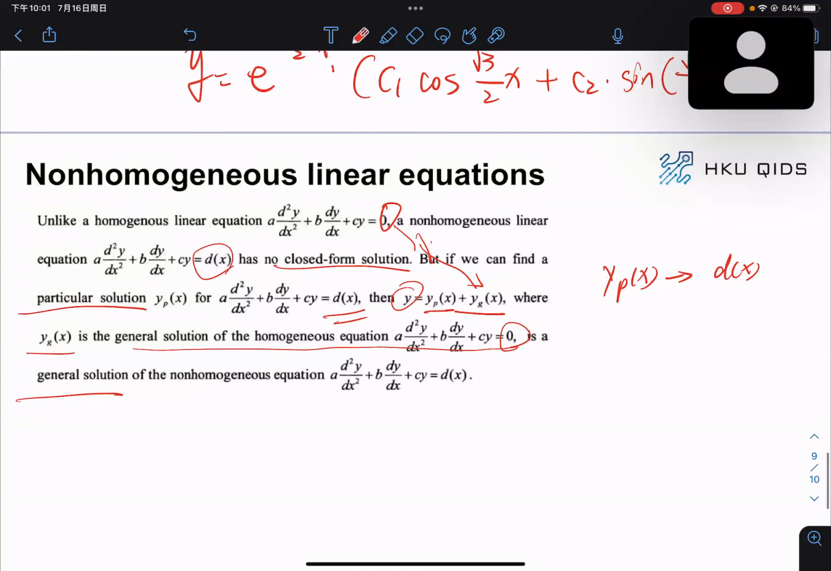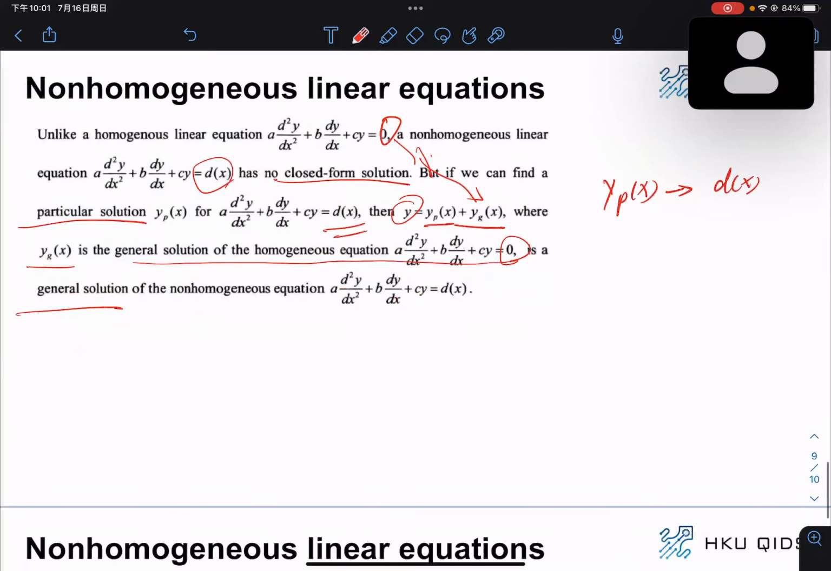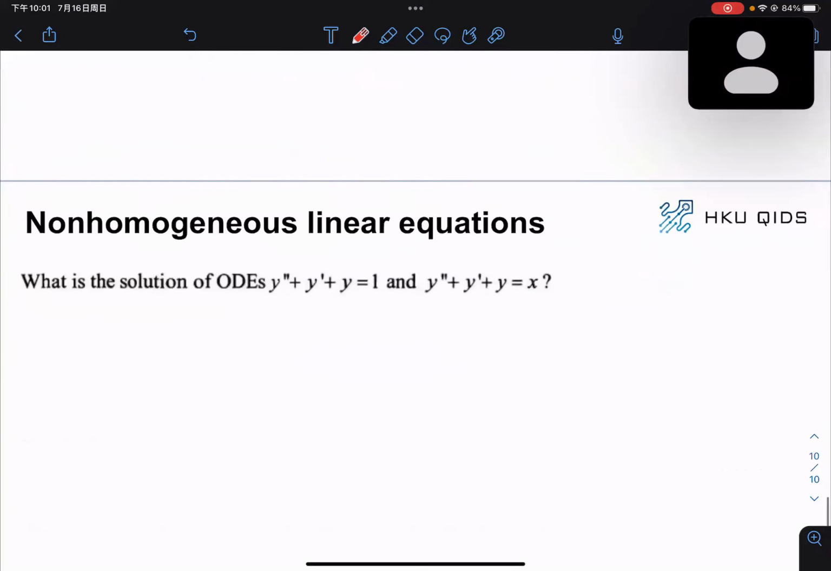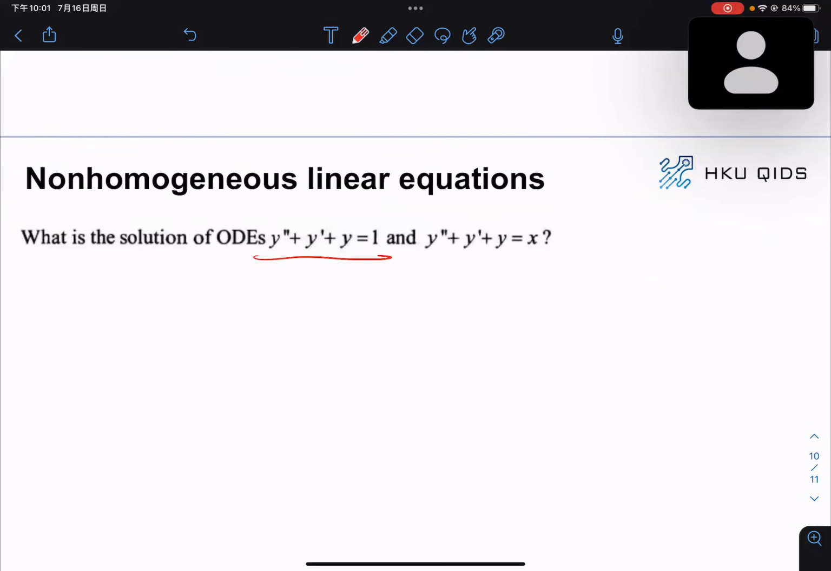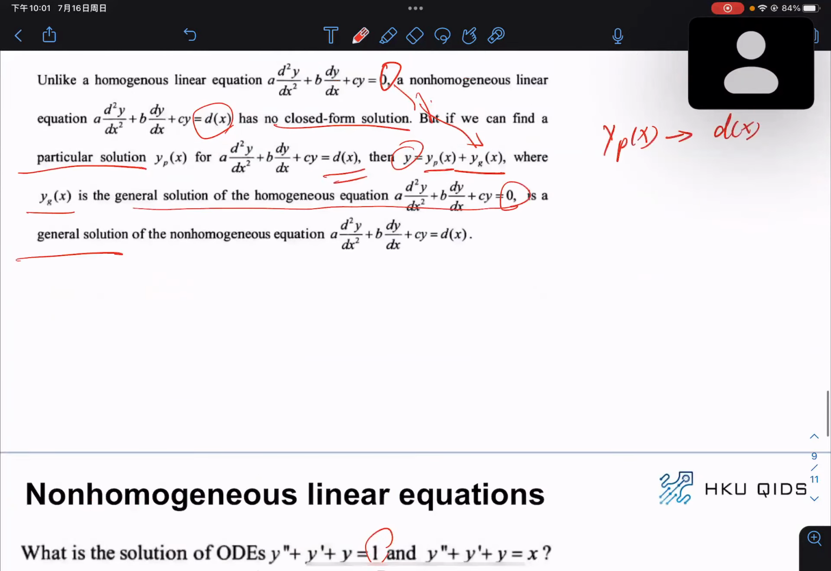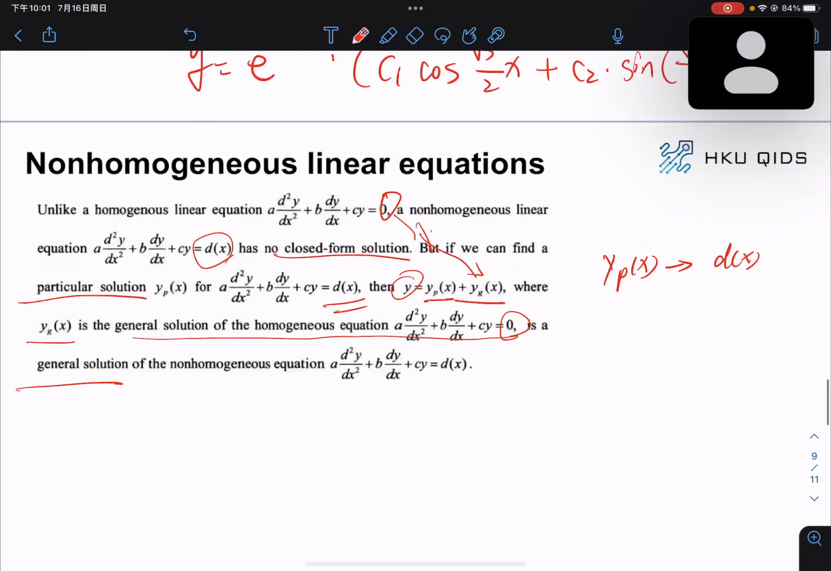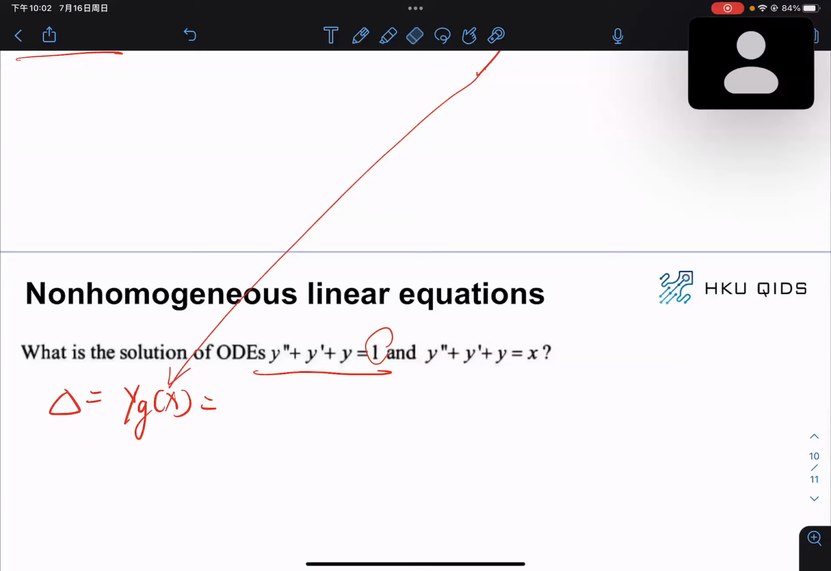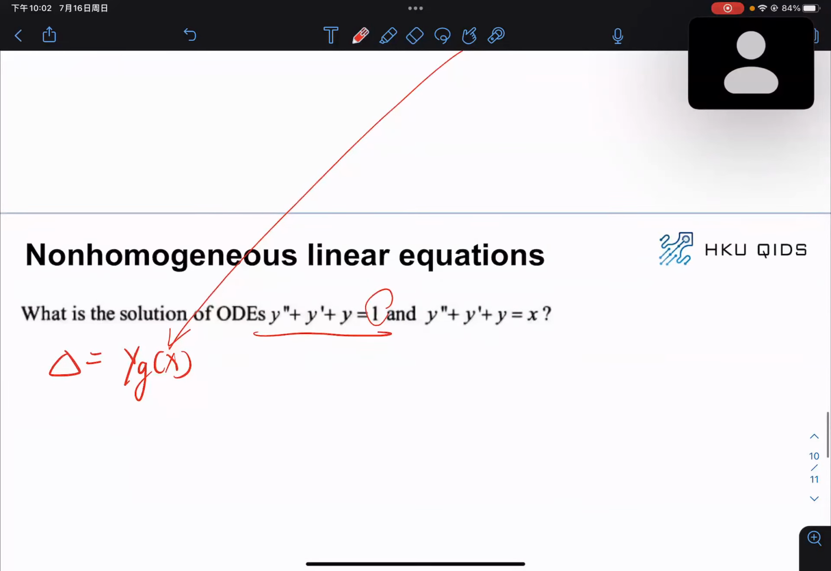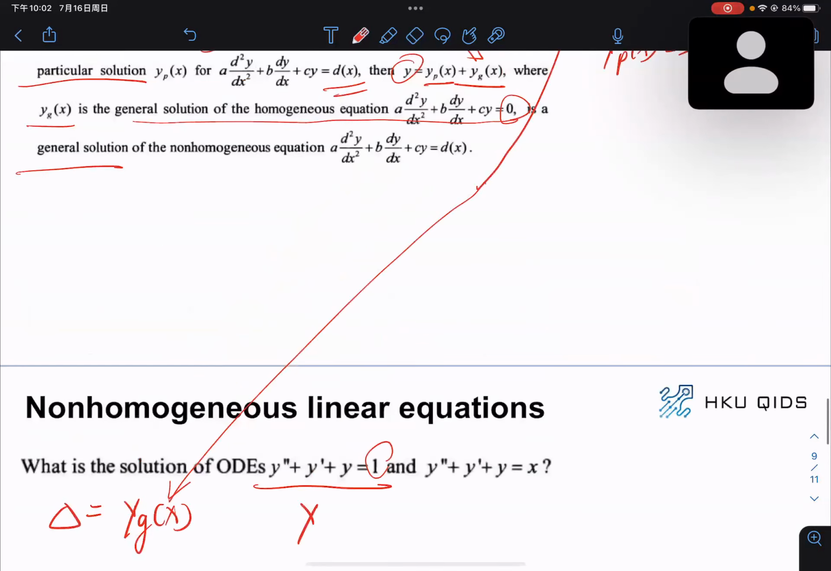By any method you could imagine, you can guess, you can meditate, you can pray to your God, as long as you can find one, it's okay. So let's see the case here. For example, let's first see the first part. We are now going to solve the case where the right-hand side is equal to 1. We know that the homogeneous solution is going to be equal to this one, okay? So this is the general solution, and we call it yg(x). I'm not going to rewrite it here. And now we just need to find a particular solution, yp(x).